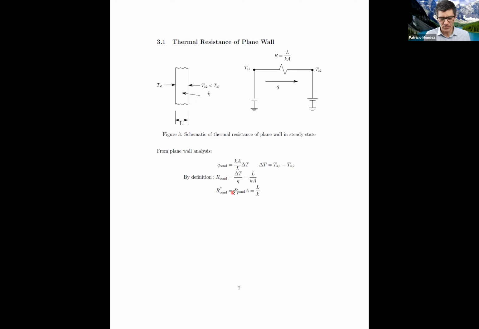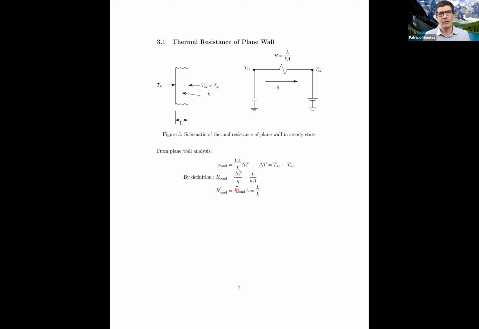And we also define it per unit area with this horrible notation in which resistance per unit area means resistance times area. And we looked at the case of the wall, and we determined these results for the wall by solving the partial differential equation that we saw in our differential control volumes unit last week.